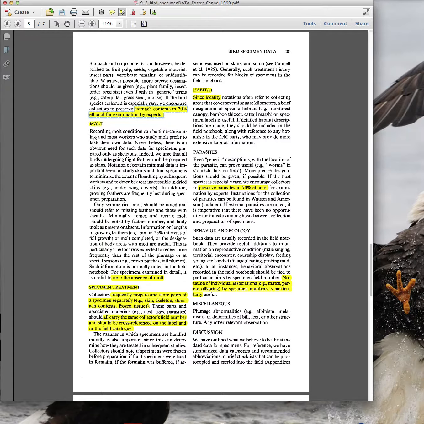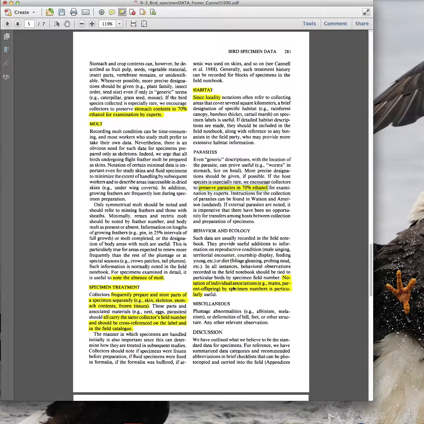They talk about mold. Just know why you want to write down mold in very, very broad terms. Don't worry about details. We also want to note the absence of mold. Specimen treatment. We want to point out that anything that you pull off of a specimen needs to somehow stay related to it. So how do you do that? Then we talk about habitat. Know the difference between habitat and locality. And then parasites. You preserve them in ethanol.